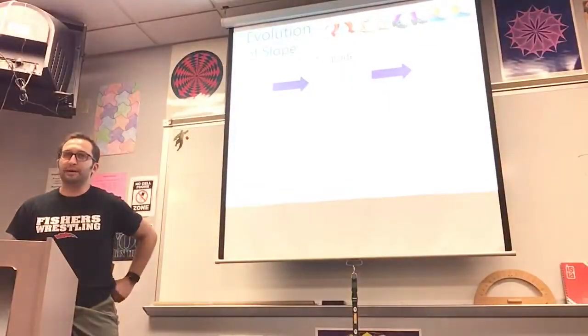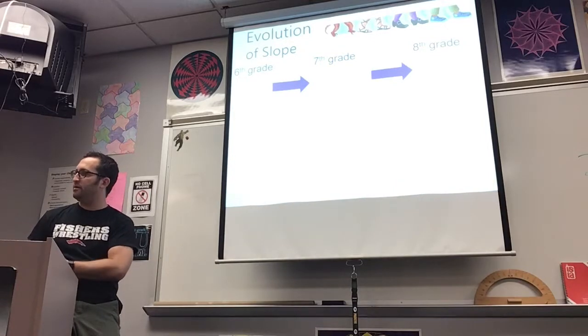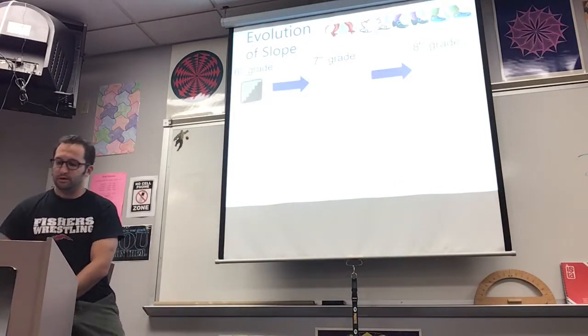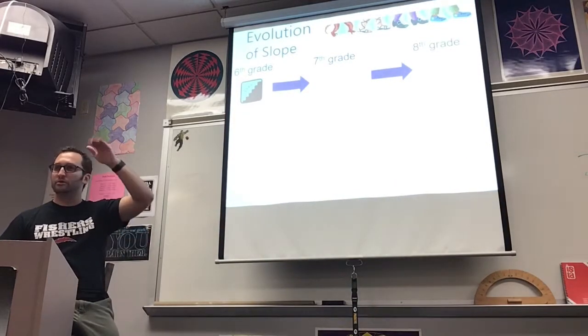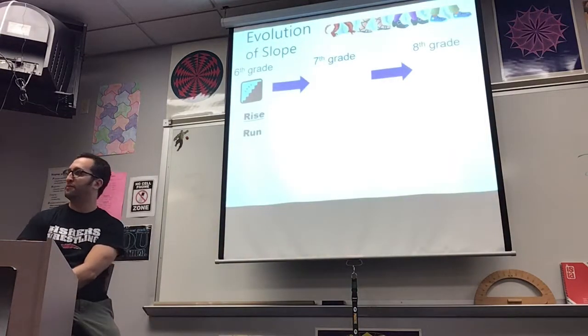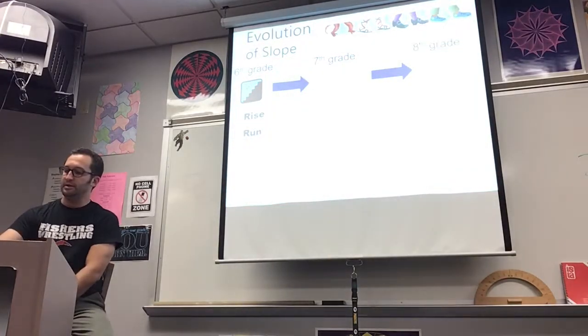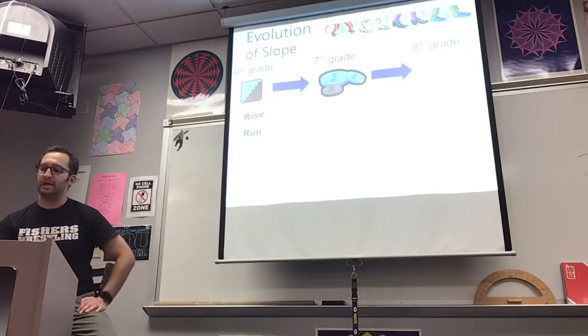All right, so let's talk about the evolution of slope. You guys actually talked about slope in 6th grade. Did you know that? You did. It's kind of like stair steps, though. Rise over run. You guys had heard about that probably before I told you about it. That was something you learned in 6th grade. In 7th grade, this is what we're going to learn today.